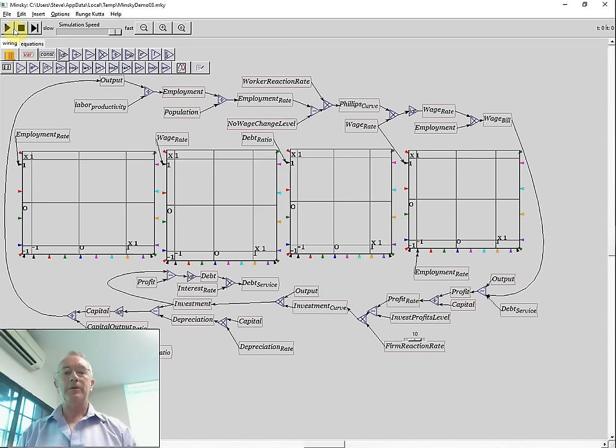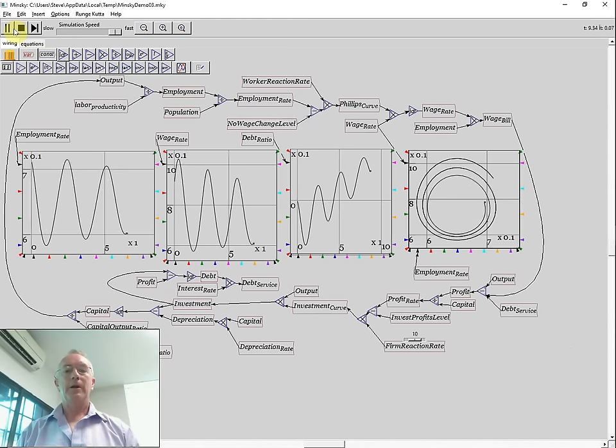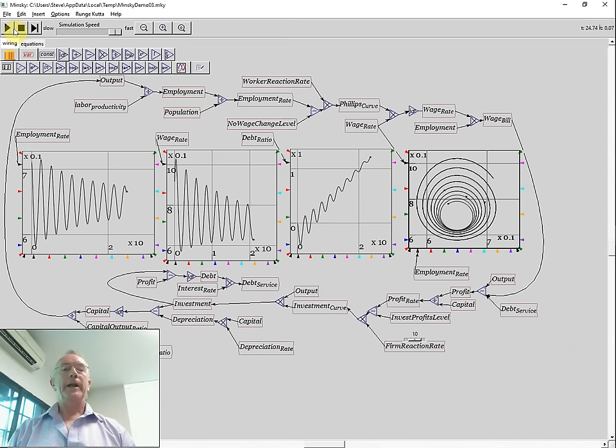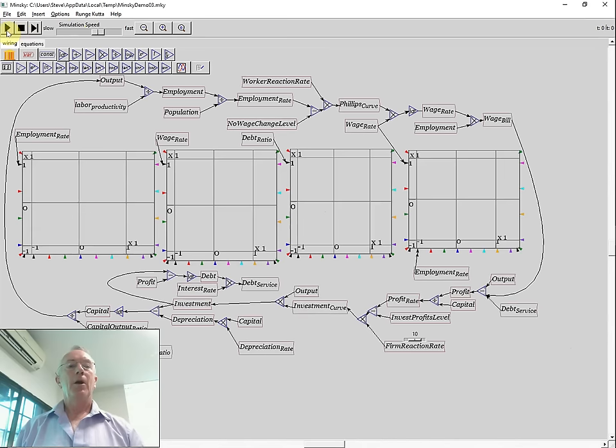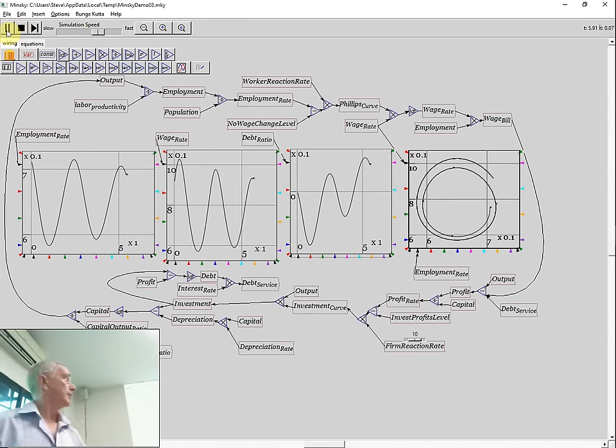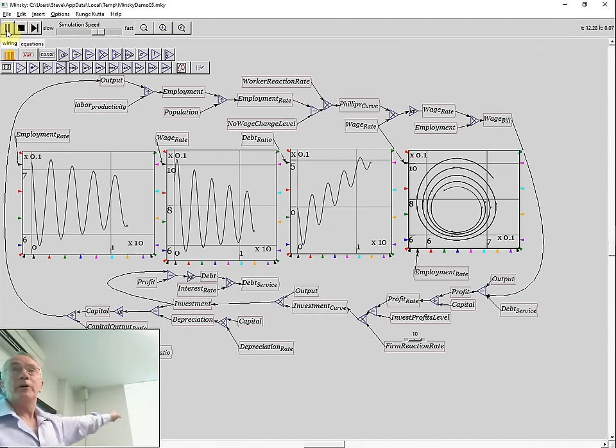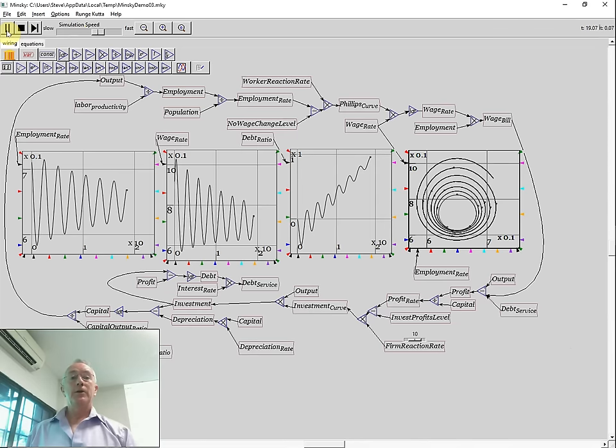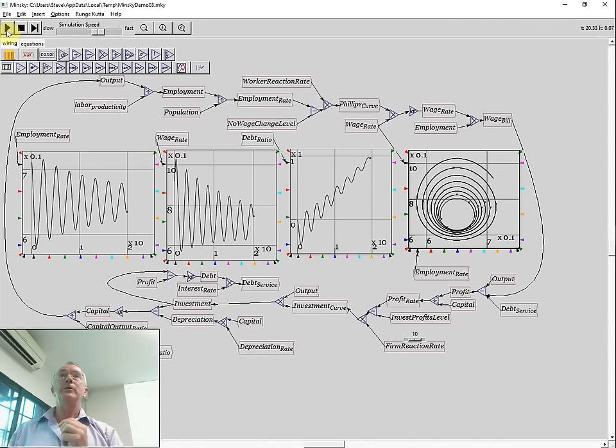That's probably the one, let's see. Okay. What I get, look at the side, I'll slow it down a bit, it's going too quickly there. What happens, first of all, are the cycles. Notice the cycles in employment are getting smaller.